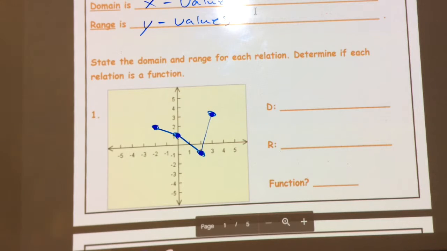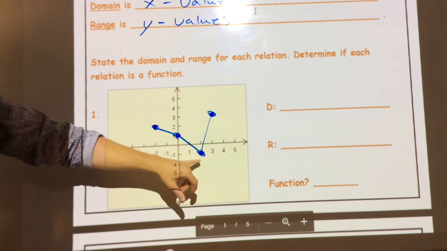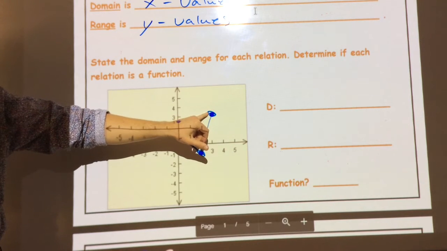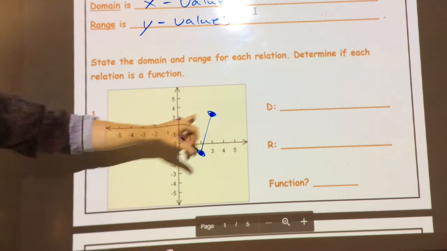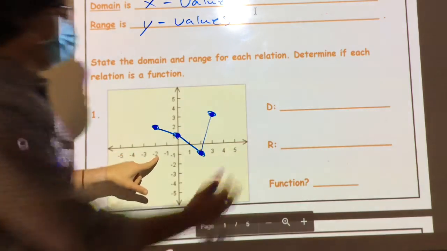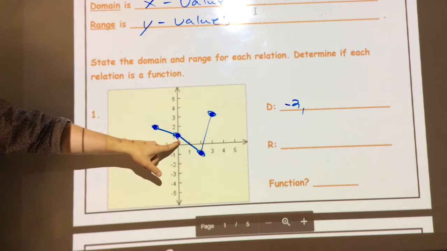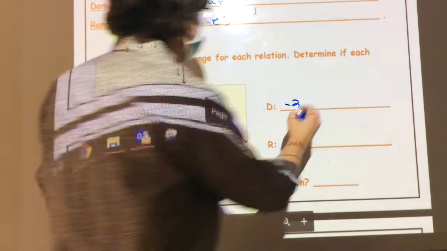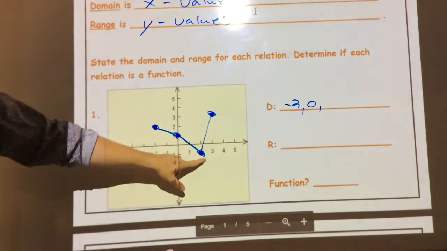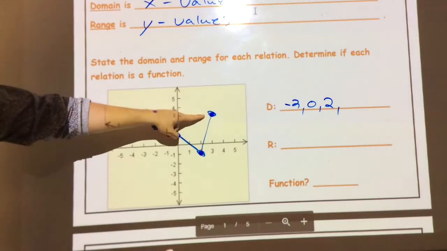Do you understand? So when I ask you what is the domain, we're going to literally list out the x value for this point, the x value for this point, the x value for this point, and the x value for this point. Does that make sense? So this first point right here, my x value is -2. This point right here, what is my x value going to be? It's on the y-axis. 0. Right here? 2. And then this last one, 3.